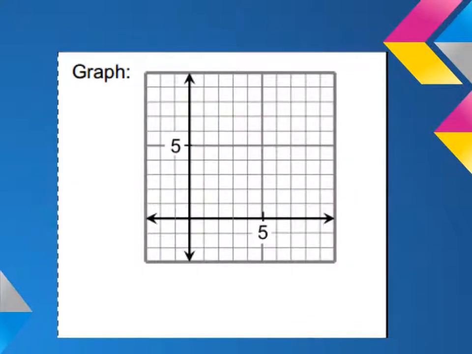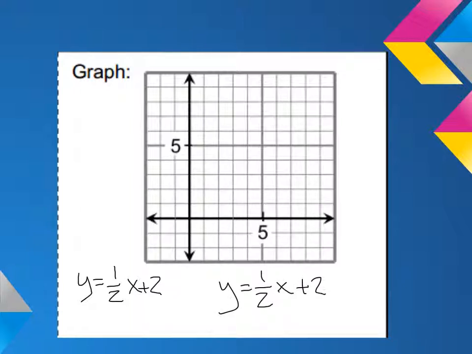Now, looking at our graph for these, the first equation was y equals 1/2 x plus 2. The second equation is y equals 1/2 x plus 2. We are going to graph both of these on our coordinate plane and find where they intersect. Y equals 1/2 x plus 2.